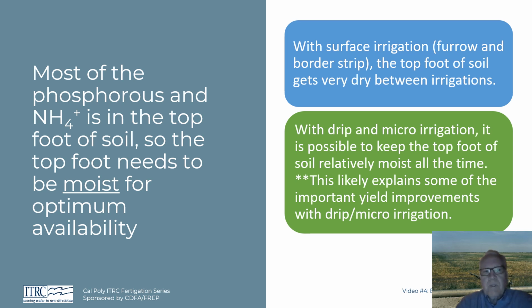Here's the important thing. Most of the phosphorus and the ammonium are in the top foot of soil. So the top foot of soil needs to be moist for optimum availability. It's kind of interesting with the phosphorus. If you do land grading and you cut the top part of your root zone, basically what you're doing is removing most of the phosphorus from that area of the field and putting it somewhere else. And that discrepancy in phosphorus availability associated with where you do cuts and where you do fills with land leveling will persist for years and years. It doesn't just naturally heal itself.